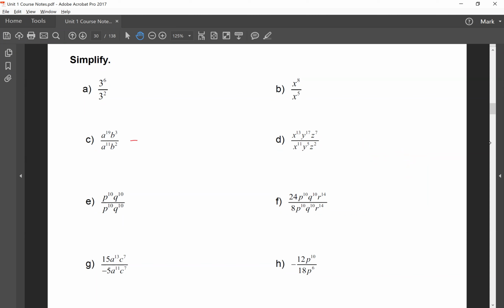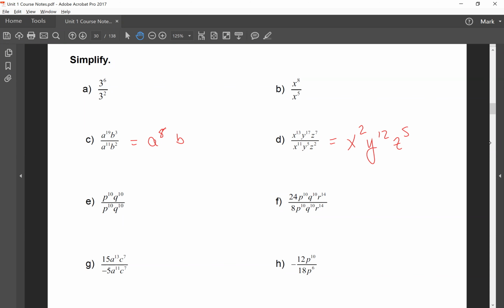So C, very simple. It's 19 minus 11 A's. So 19 minus 11 is what? 8. And B, 3 minus 2. So you could just say B to the power of 1, or just B. You don't need to put to the power of 1. D, 13 minus 11 would leave me with 2 X's. Y would leave me with 12. And Z would be 5.